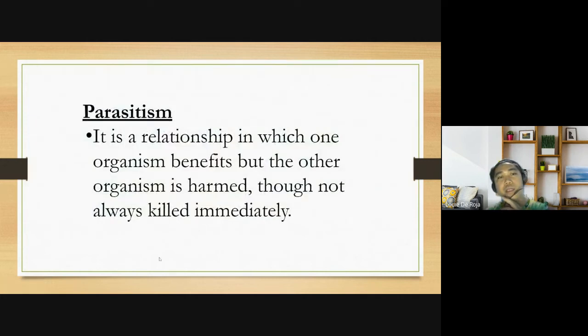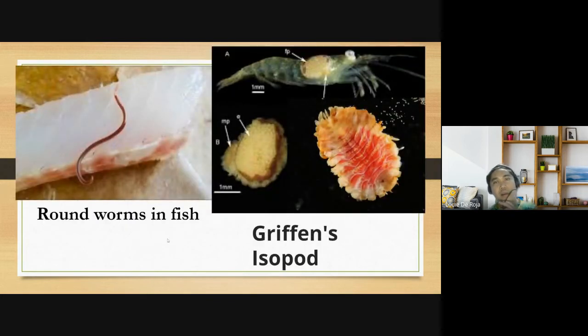Next is parasitism. This is a relationship in which one organism benefits but the other organism is harmed, though not always killed immediately. Kumbaga, na-harm na or naapektuhan na yung system ng isang organism dahil sa parasites. So yung parasites, hindi po siya mabubuhay nang wala siyang host. For example, roundworms in fish and giant isopod.